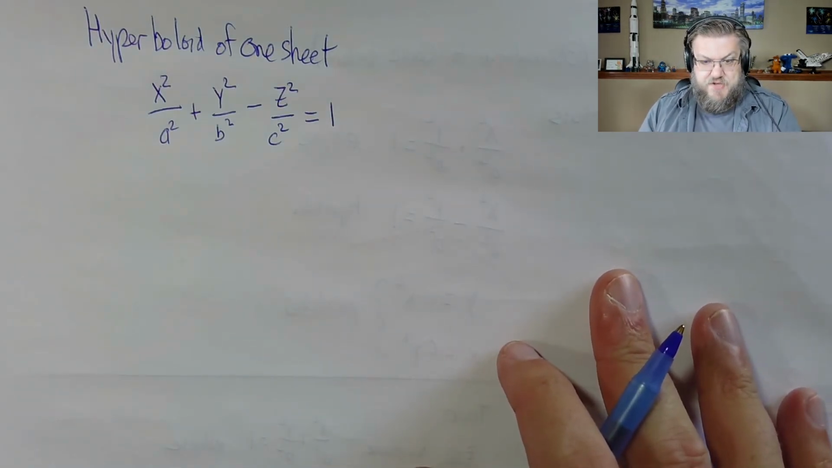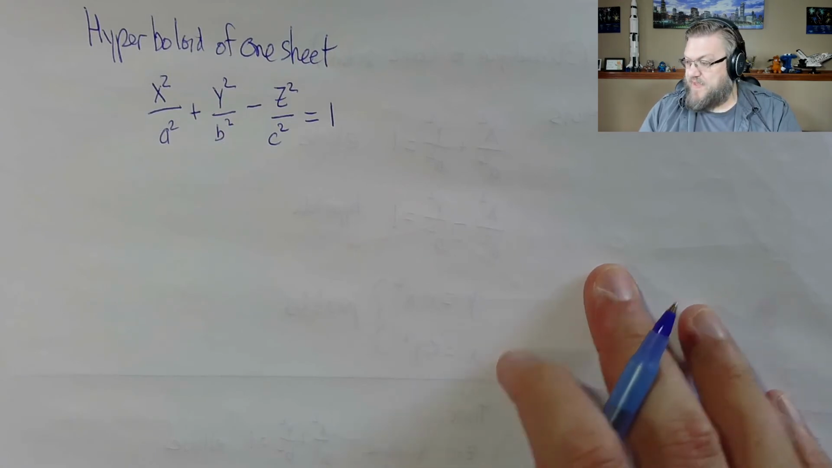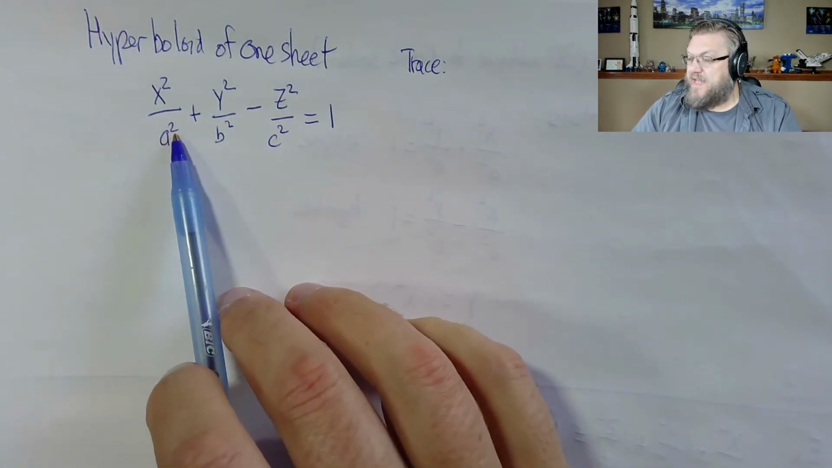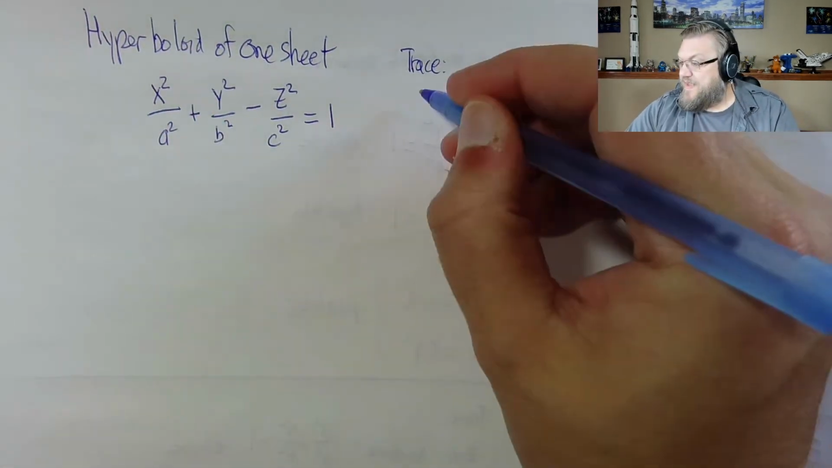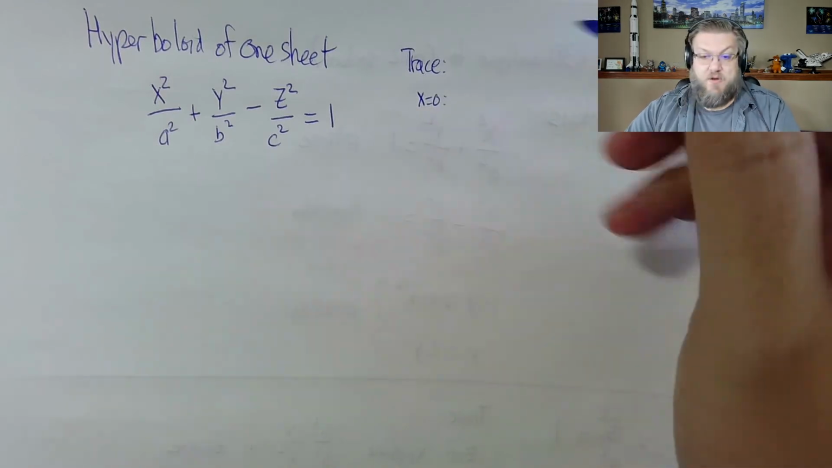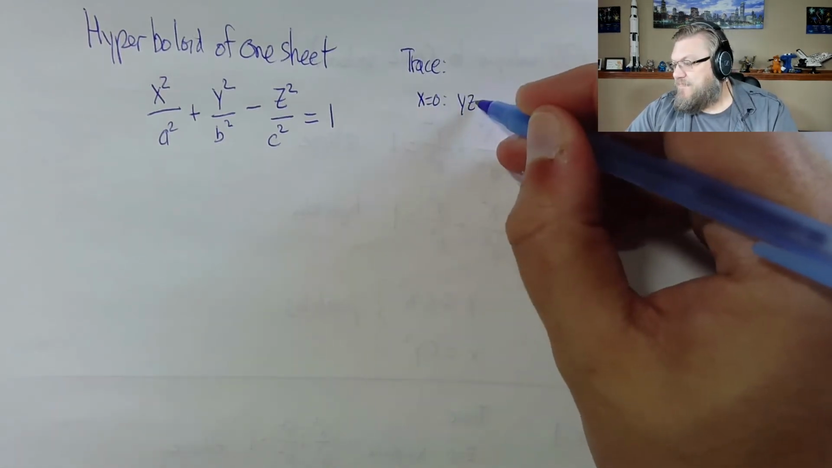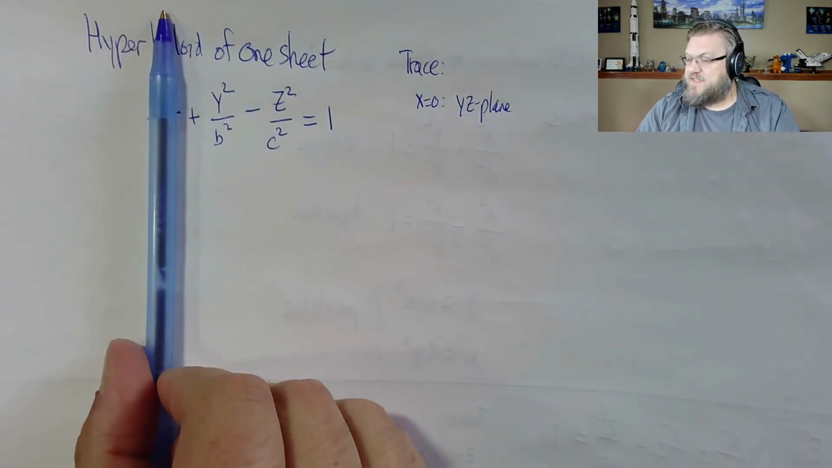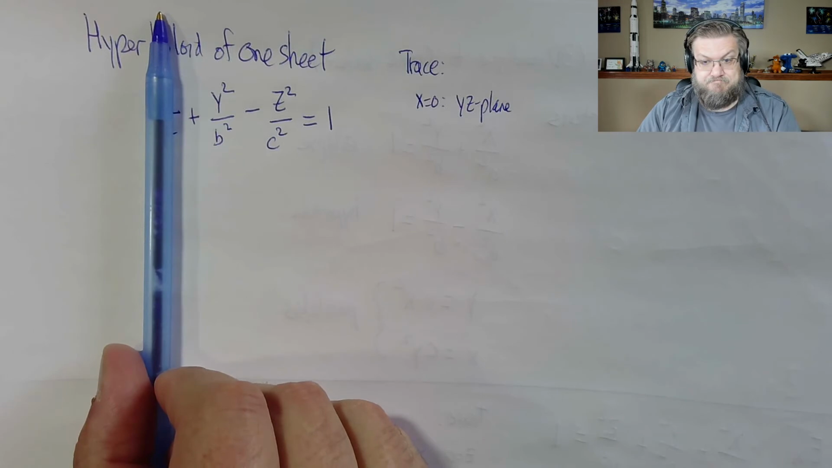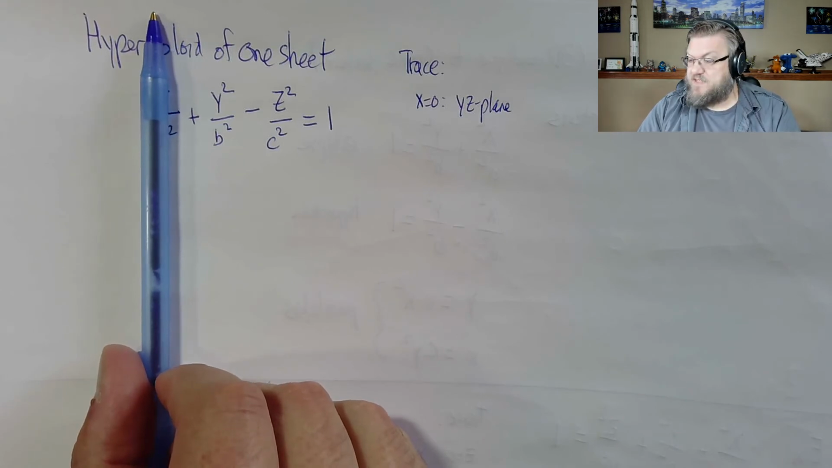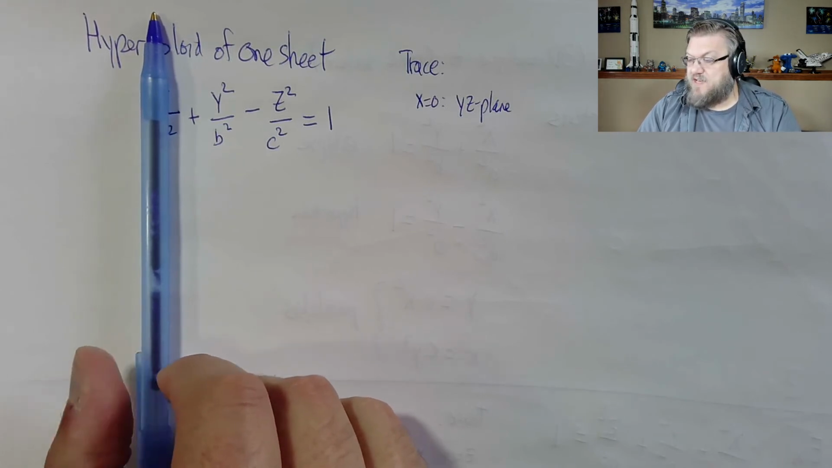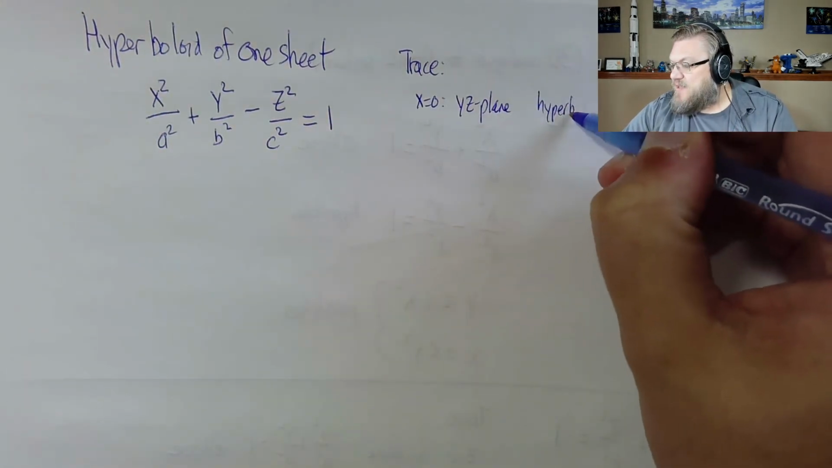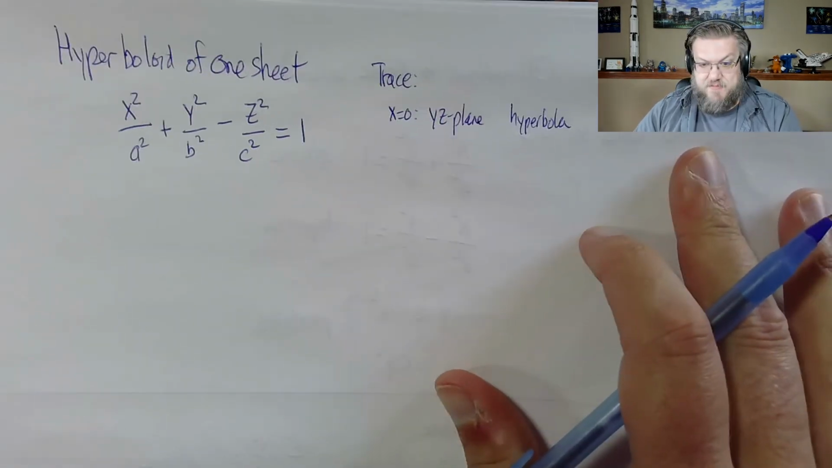So let's investigate the traces on this a little bit. I'm going to do the same idea here. I'm going to say trace, and let's say that x is 0. If x is 0, that means I'm in the yz plane, and in the yz plane, if x is 0, this is gone, that's a hyperbola. Something squared minus something squared equals 1. That's a hyperbola. So we know that it's a hyperbola looking thing in the yz plane.